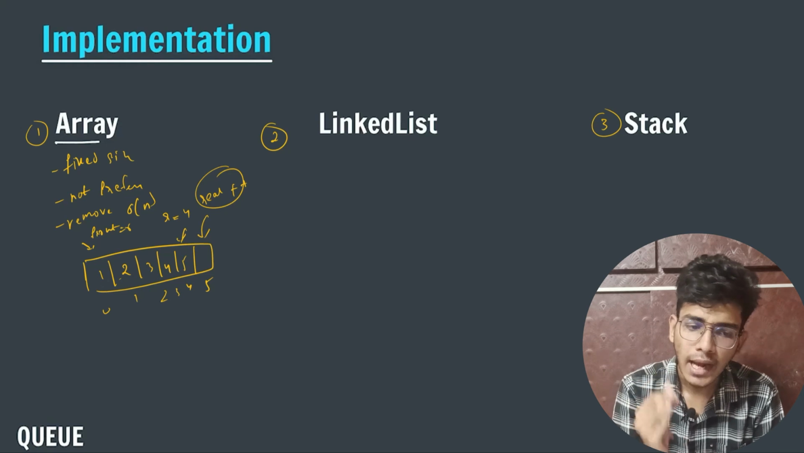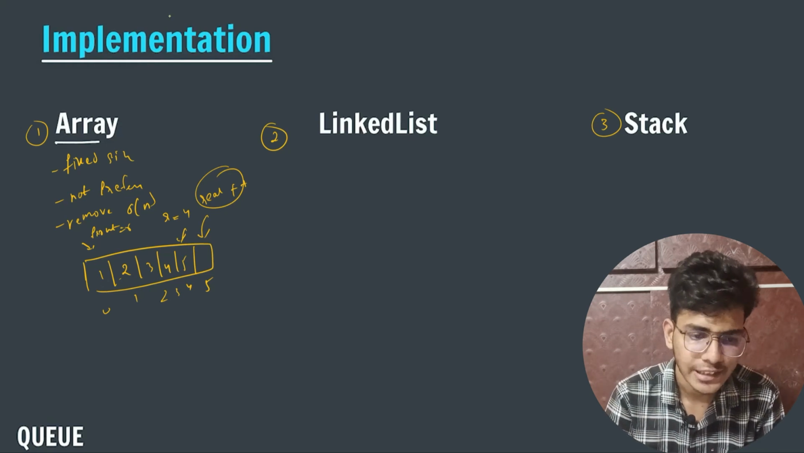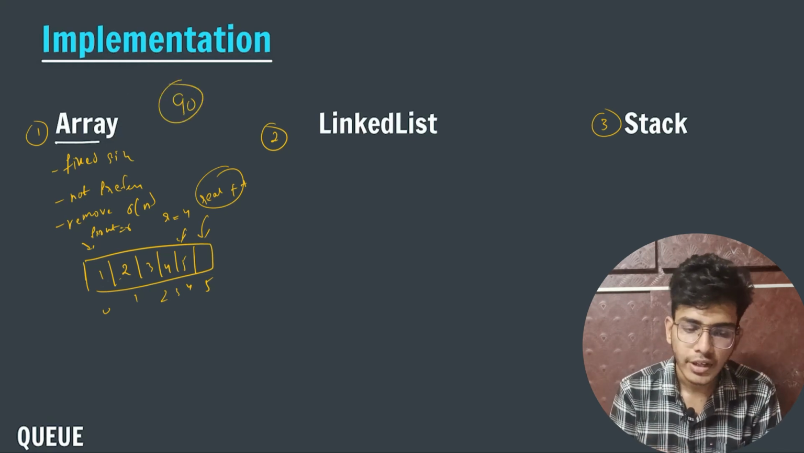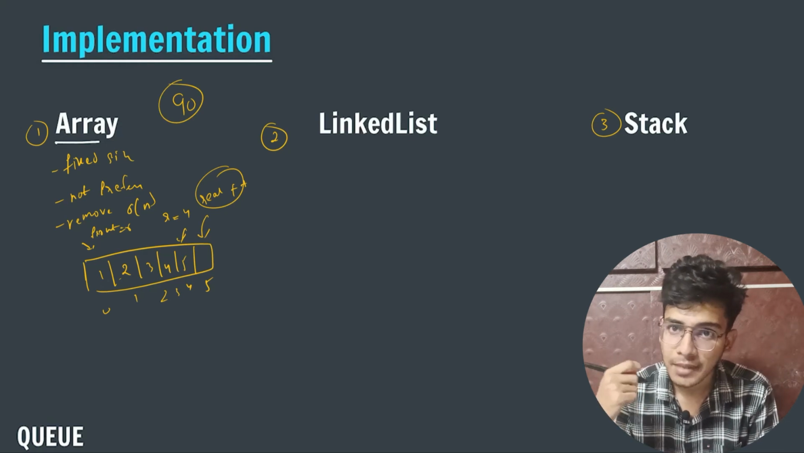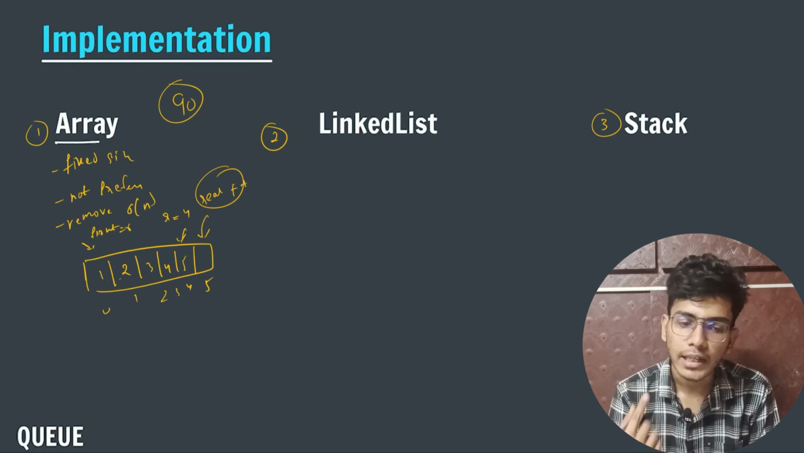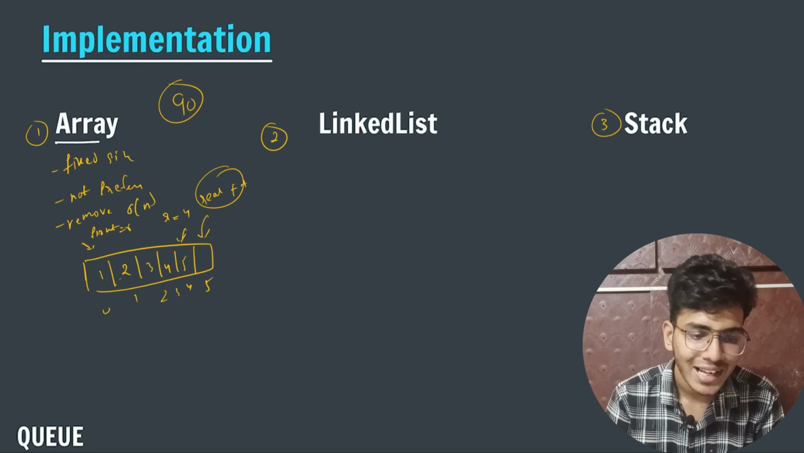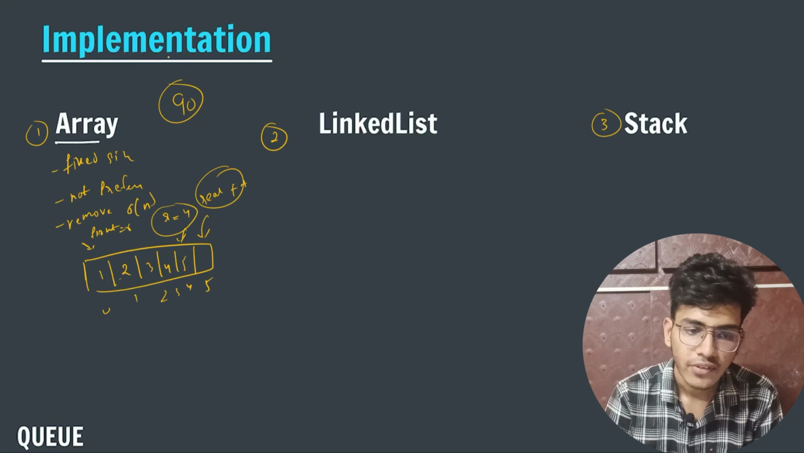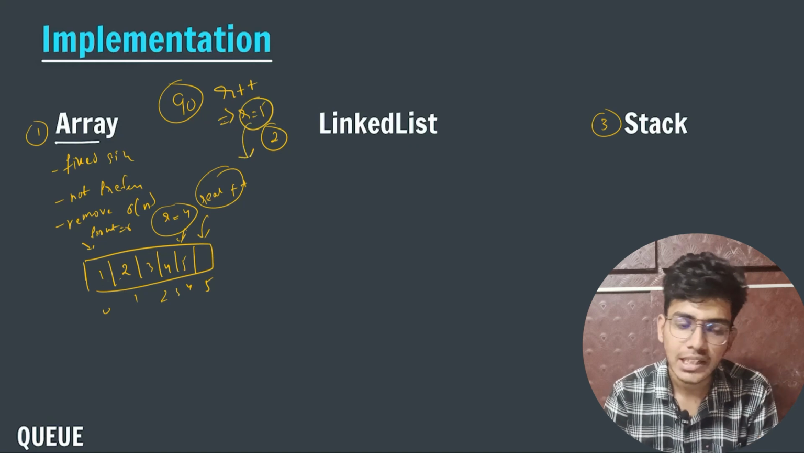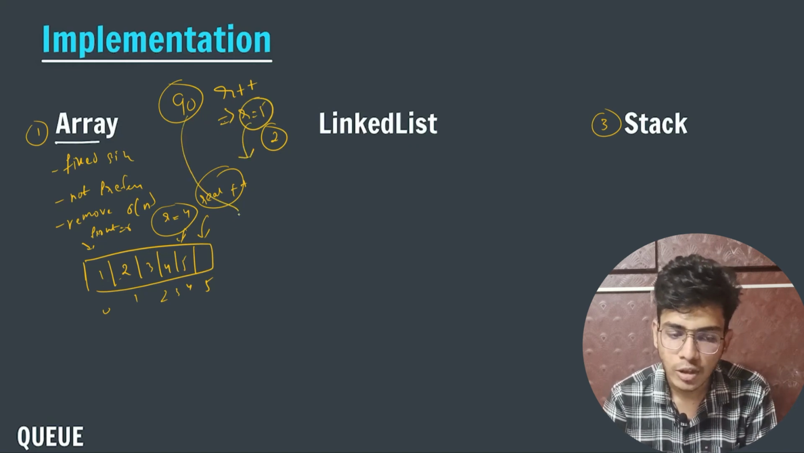Okay, so to add, let's say that I'm adding 90. If I want to add a particular element in my queue, then first of all, I have to increment the value of rear. The value of rear is here 4. First of all, increment, do r++ such that my r value will become 5, and after that insert whatever element you want to add into your queue.